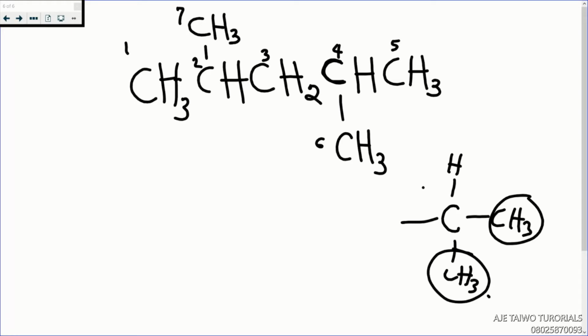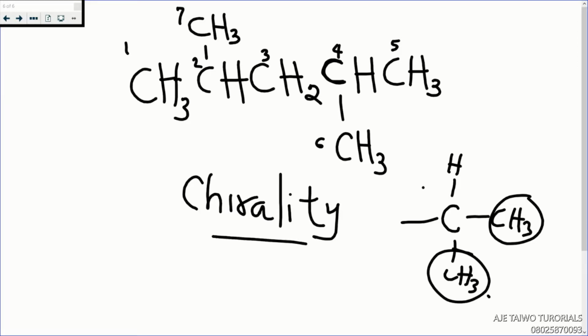Asymmetric center in the molecule is a cause of chirality in molecules. Asymmetric center in a molecule is a cause of chirality in the molecules. Full stop.